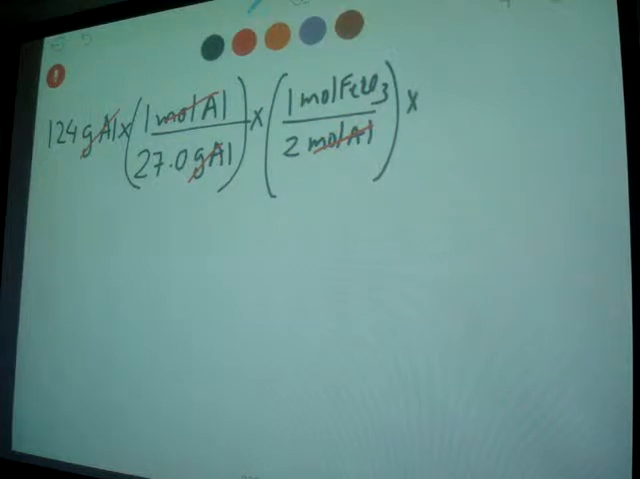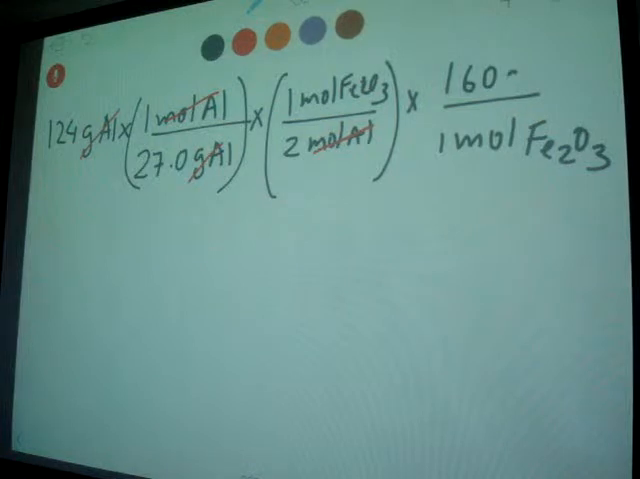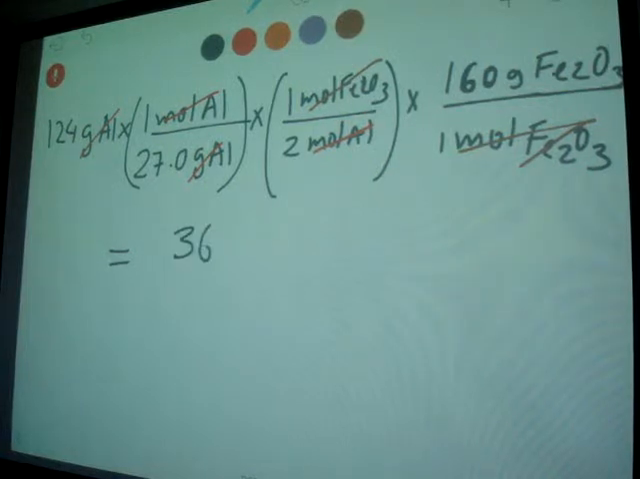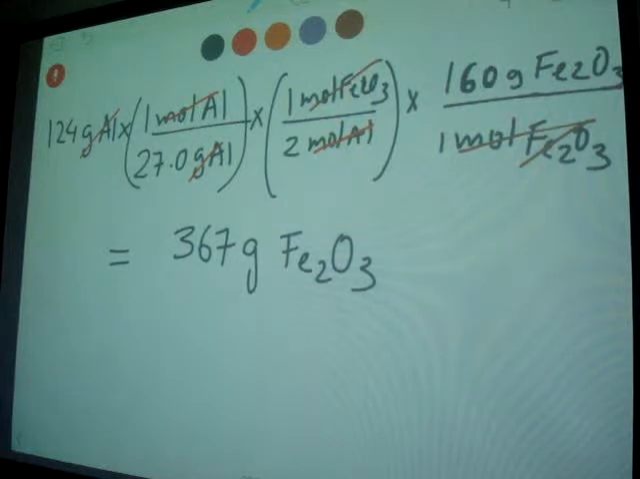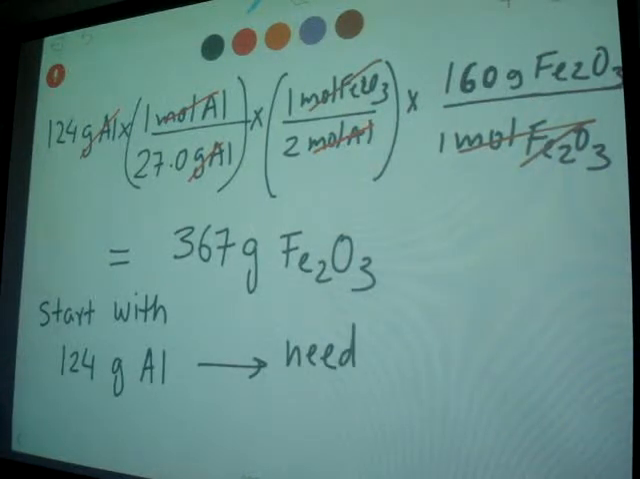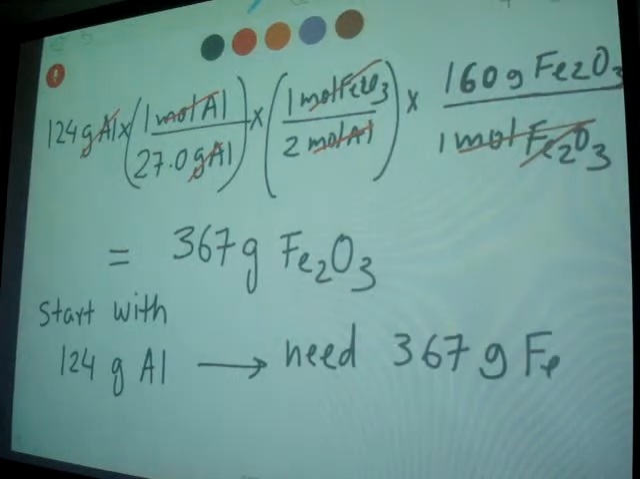Now we need to convert moles of Fe2O3 to grams of Fe2O3. So we know that 1 mole of Fe2O3 is 160 grams of Fe2O3. That's the molar mass. 160 grams is the molar mass of Fe2O3. While doing that, the moles of Fe2O3 cancel and you get grams of Fe2O3. When you calculate, you get 367 grams of Fe2O3. Alright, so you start with 124 grams of aluminum and you need 367 grams of Fe2O3.